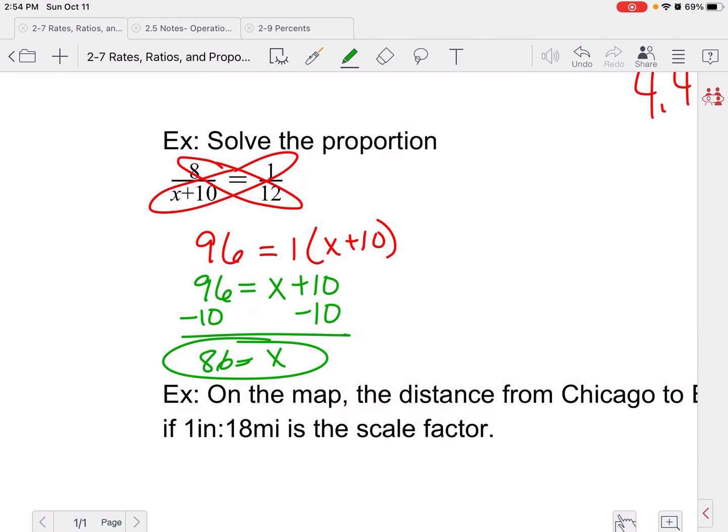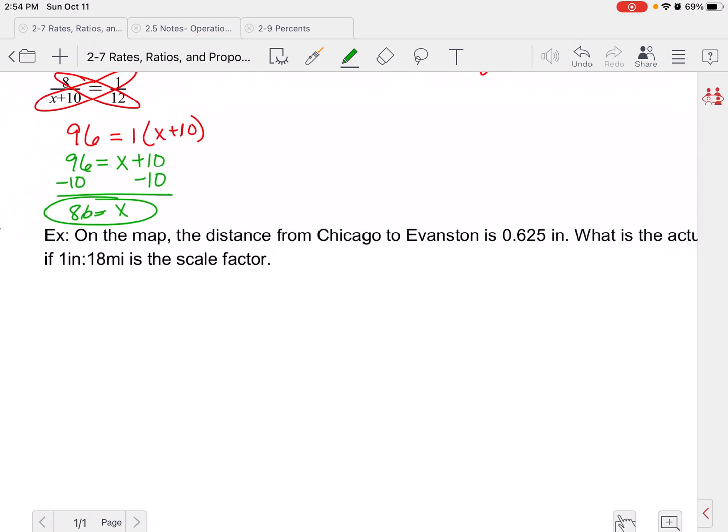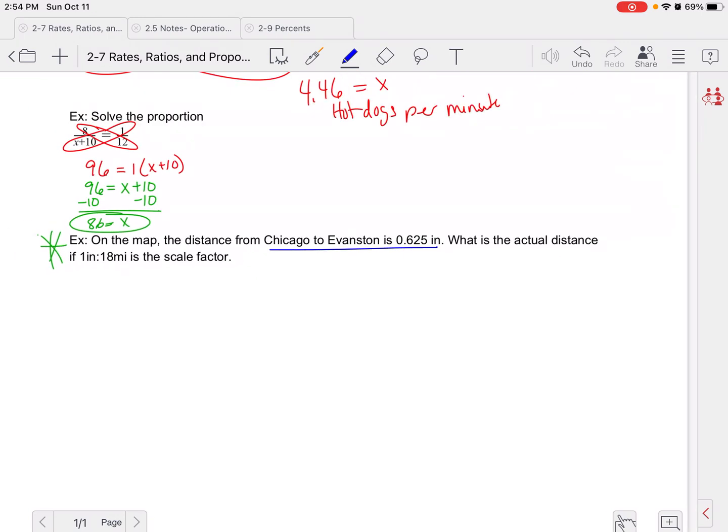Okay, go ahead and try this problem on your own. It's very similar to the one we did in the first problem. It says on a map, the distance from Chicago to Evanston is 0.625 inches. What is the actual distance if 1 inch is 18 miles is the scale factor? So on a map, every 1 inch equals 18 miles.